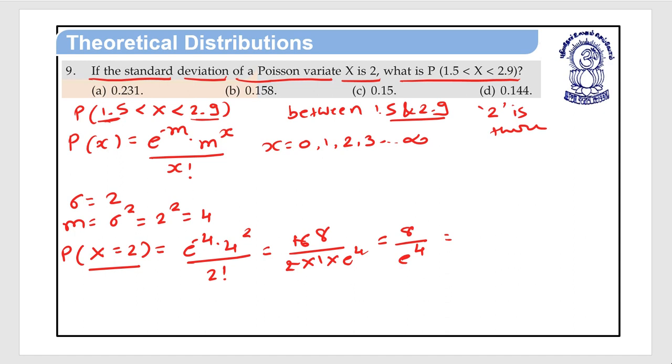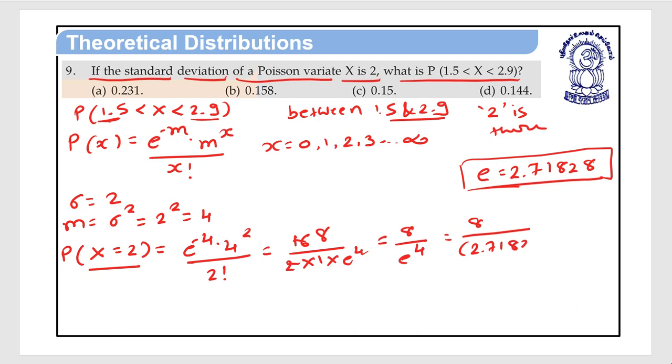Remember the value of e every time. The value of e is 2.71828, so remember it all the time. Okay, 8 by 2.71828 raised to 4. After dividing we will get 0.4165.